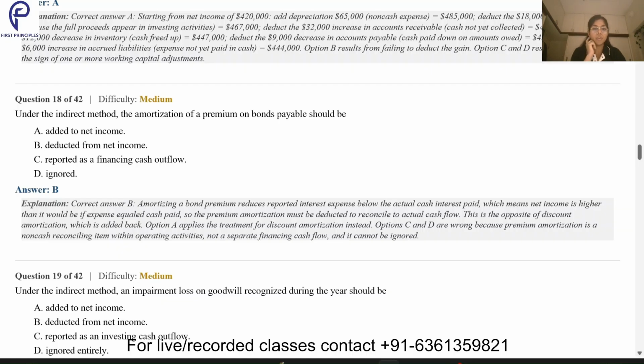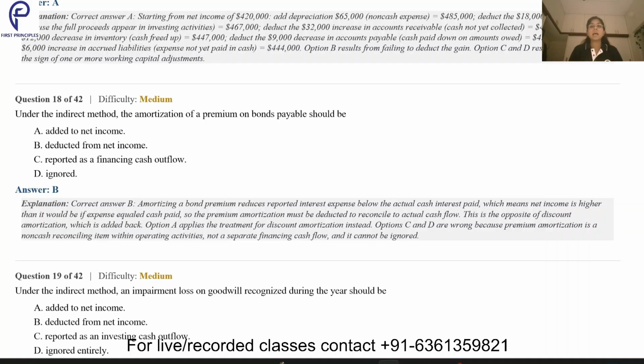Okay, moving on to the next question. Under the indirect method, the amortization of premium on bonds payable should be. First of all, what is bonds payable? Sometimes when companies have to borrow money from the public, they issue a piece of paper that is termed as bonds. On that bond, an amount is mentioned that, if I give you this paper, you have to give me X amount of money.